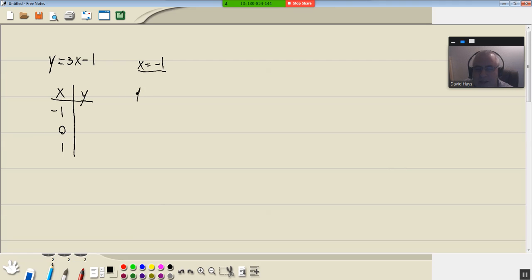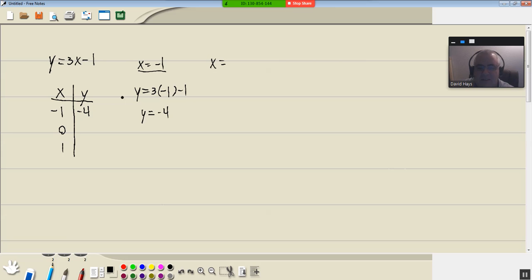Okay, so then we're going to plug that in to y is equal to 3x minus 1. Everywhere we had an x, we'll put in parentheses. In this particular problem, we said x is negative 1, so put negative 1 inside those parentheses. 3 times negative 1 is negative 3, minus 1 is negative 4. So that point is going to be negative 1, negative 4.